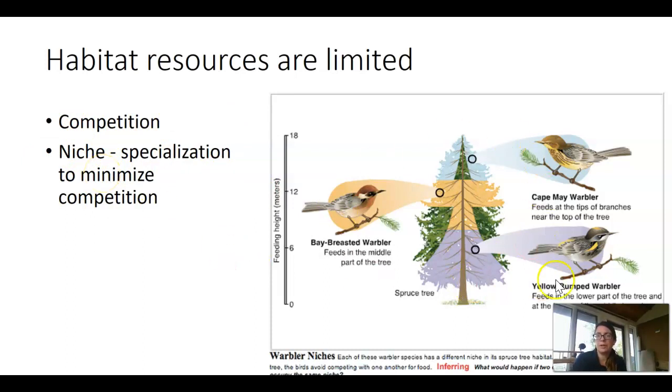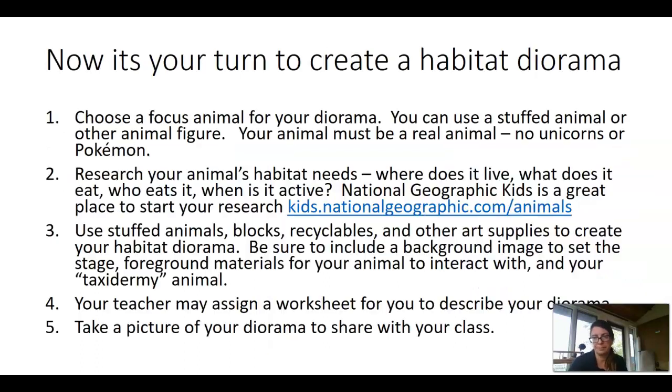So in this picture over here, we can see that there are several different species of warblers, and they're all living in the same area, but they have a different niche, a different way that they feed in their environment. And because they all have different ways, they can coexist or live together. So each of these different warblers eats in a different part of the tree. So we can see down here at the bottom, the yellow warbler likes to eat in the bottom part of these spruce trees, whereas the bay warbler eats in the middle, and the Cape warbler eats at the top. So because they specialize and they have different parts where they like to feed, it helps to minimize the competition and make sure that there's enough food for everybody.